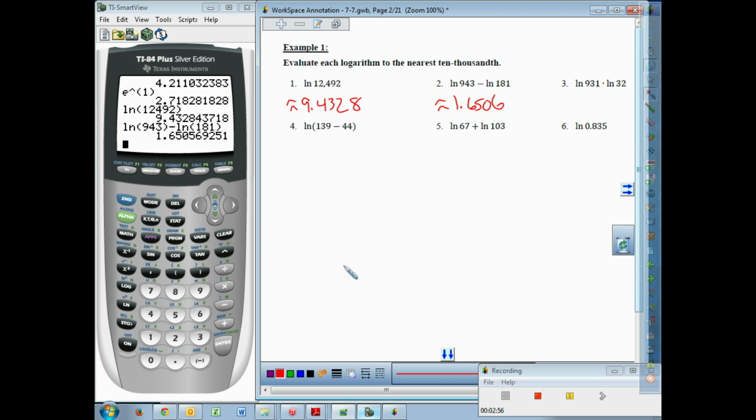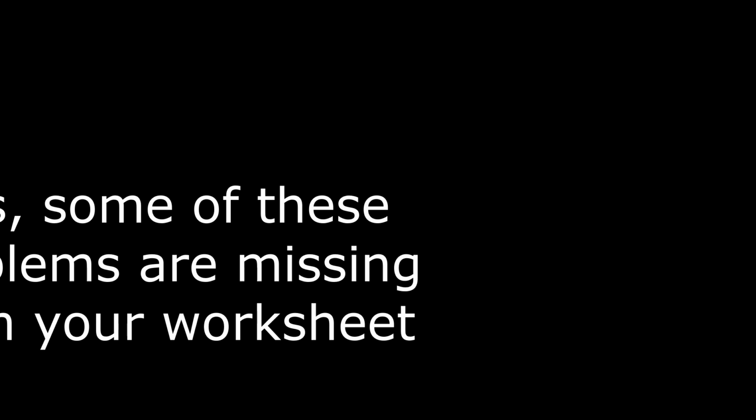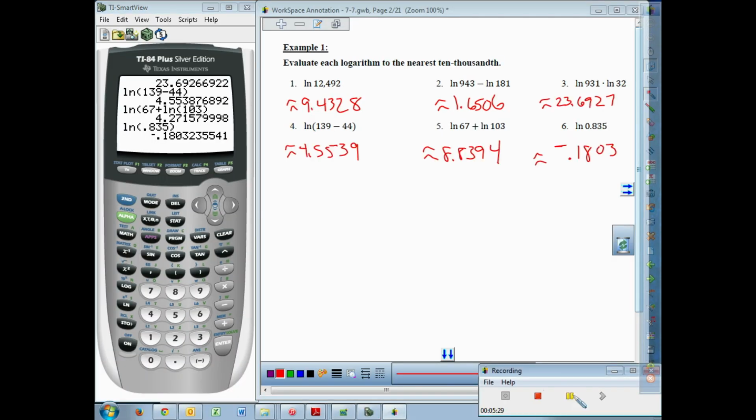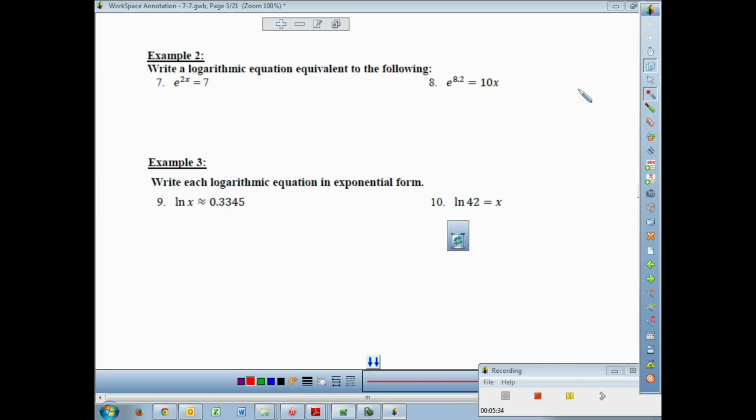Try the rest of them. Punch them all in. So here's what we should have got on all these bad boys. Check yourself before you wreck yourself. All the same rules of logarithms apply.